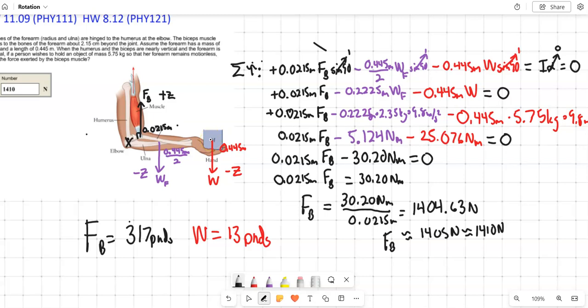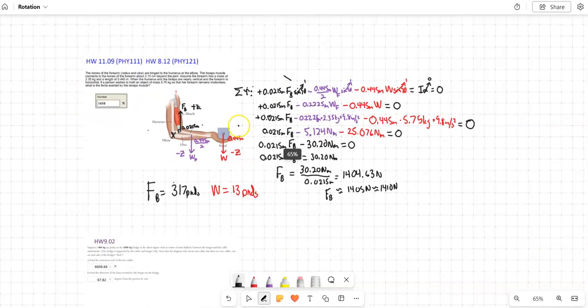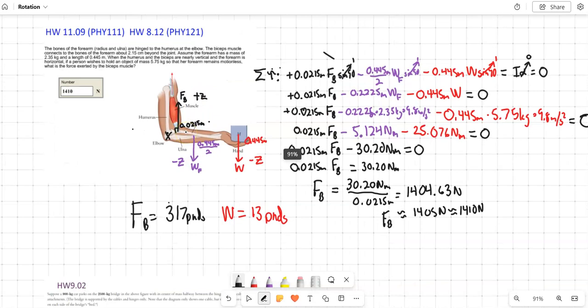It's amazing how these problems work out, and putting things in context, it's amazing how our bodies are actually just built and designed for balancing out forces. That's amazing. To hold up 13 pounds, your bicep is pulling up about 317 pounds of force.